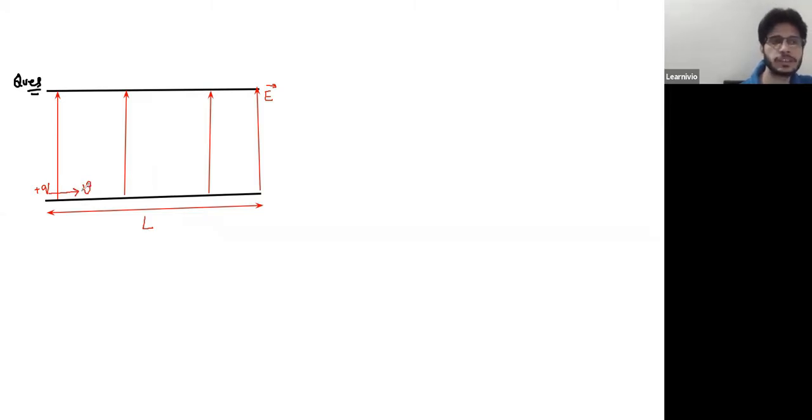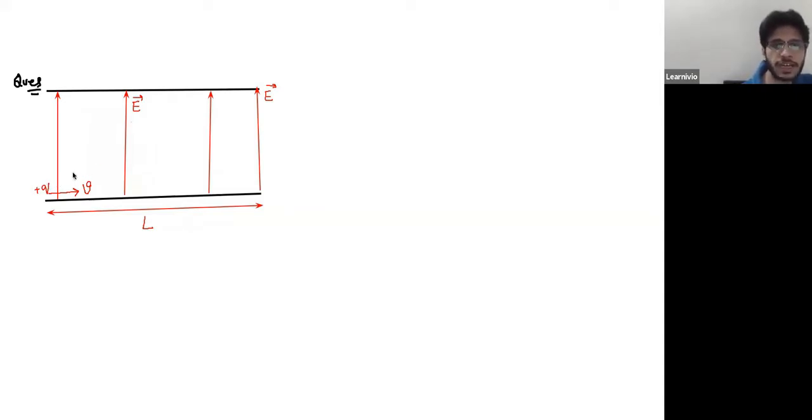Charge Q enters this field along the x-axis, but the field is along the y-axis. Now, in which direction will this charge Q experience force? Along the x-axis or along the y-axis? Along the y-axis. The charged particle is positively charged, so it will experience force in the direction of the field.